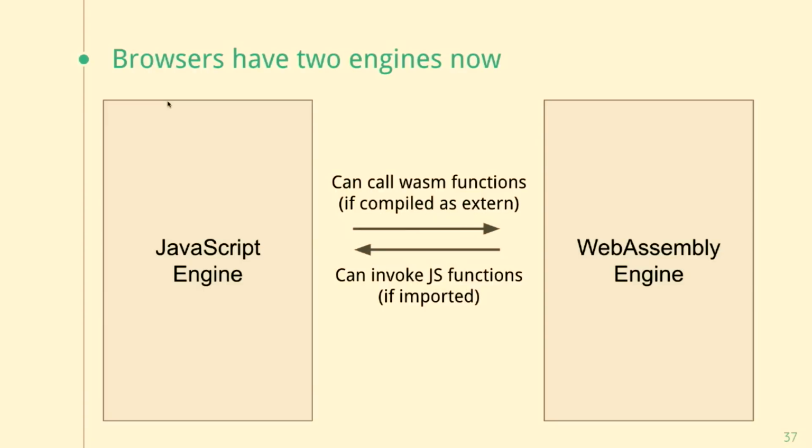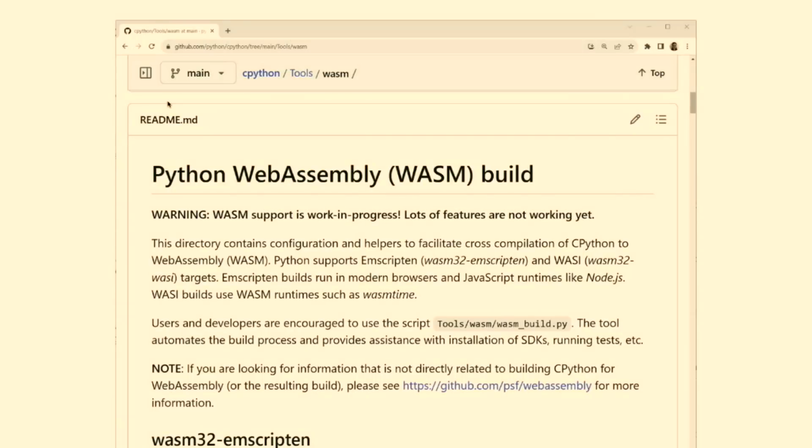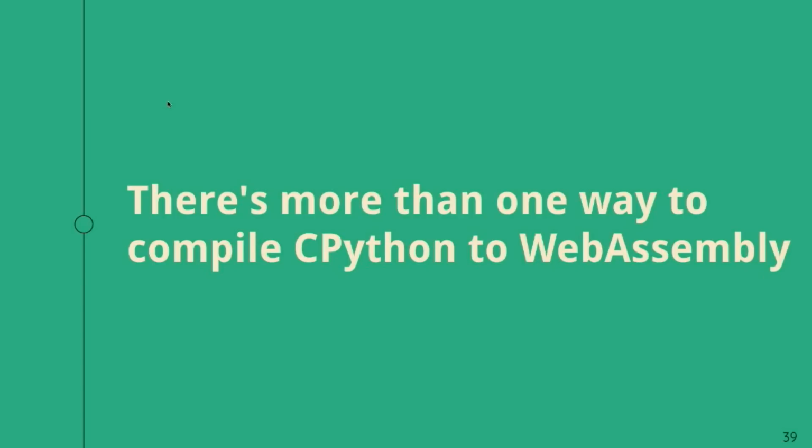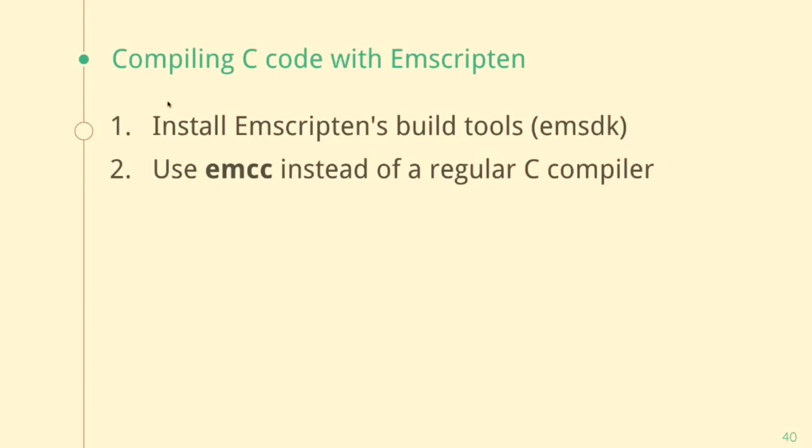Okay. So back to Python. We want to make CPython work in WebAssembly. And I'm going to preface this with, part of the point of this talk is that there's more than one way to compile CPython to WebAssembly, and it means very different things in different circumstances. So we're going to go through two different ways to compile CPython to WebAssembly that are quite different to each other. The first one is compiling CPython with Emscripten.